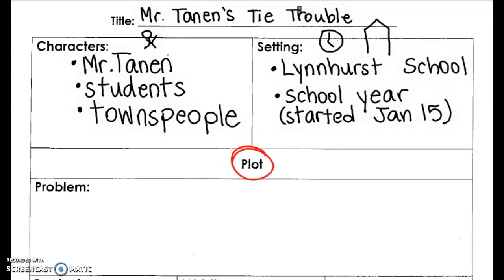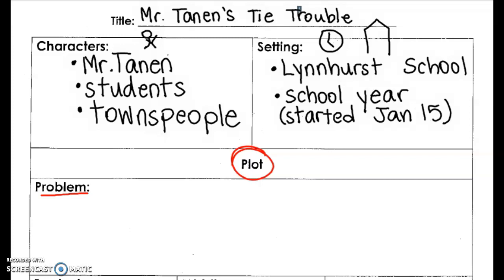That's where the juicy stuff in the story happens, and we are on the problem. So what went wrong in the story? You all just wrote snowman stories where you had to have a problem in there and then a solution to solve the problem. So when you're thinking about Mr. Tannen's tie trouble, I want you to think about the big problem that happened in the story.